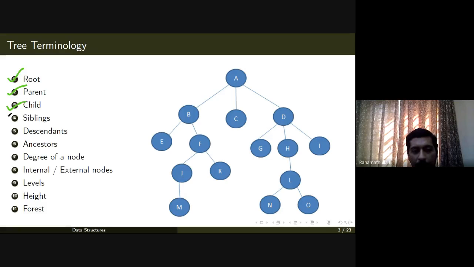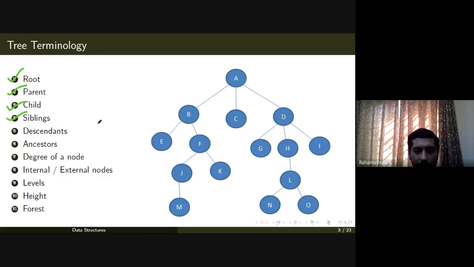Then siblings. Siblings are children of the same parent. For example, E and F are siblings. G, H, I are siblings. B, C, and D are siblings. So, children of the same parent are siblings.